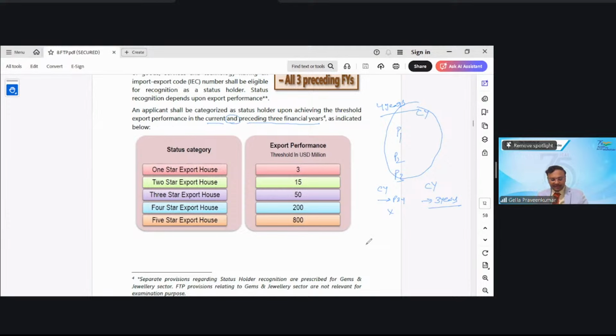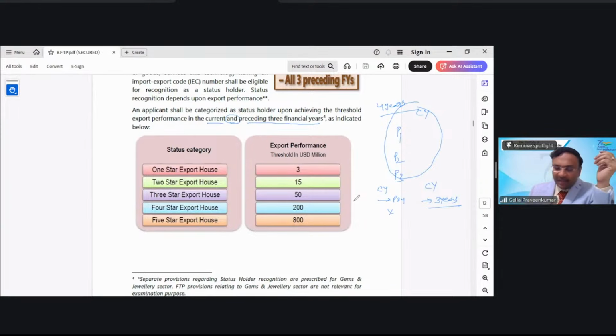So here the exports they are mentioning is 3 USD million if it is a 1-star. 3 into 5, 2-star is 15. 3-star, 15 into 3, 45, round it off, say 50. 4-star, 50 into 4, 200. 200 into 4, 800. So now you need to have some mechanism to remember this.